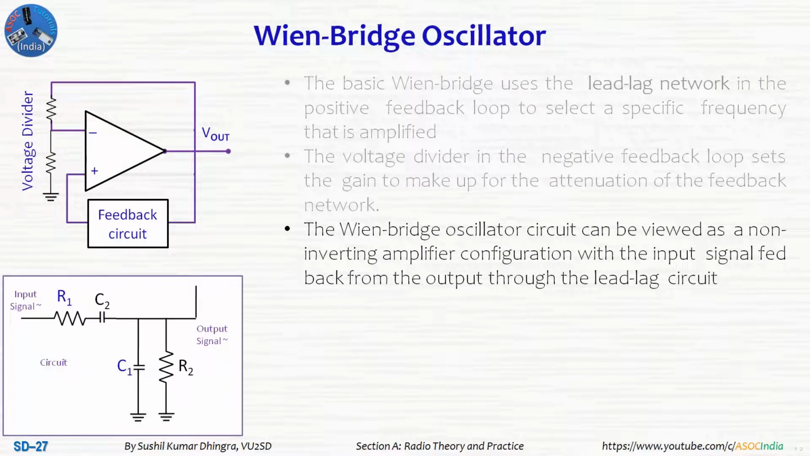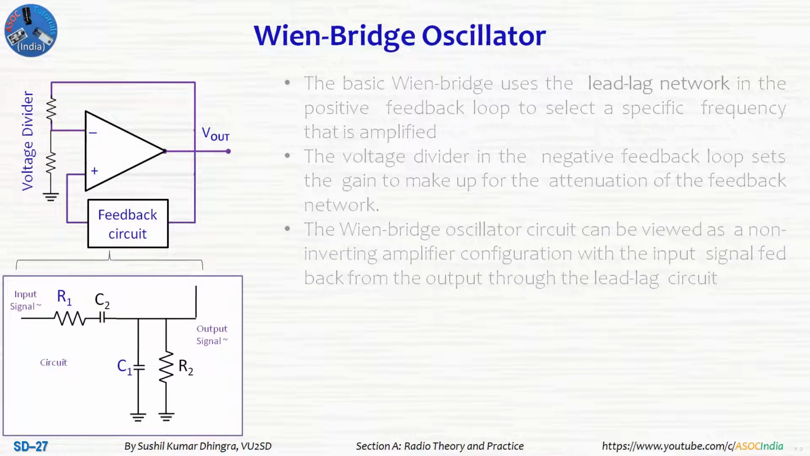This Wien bridge oscillator circuit can be viewed as a non-inverting amplifier configuration with the input signal fed back from the output through the lead-lag circuit, as shown on the left side down. This is the basic network shown down here, and this is the feedback circuit.